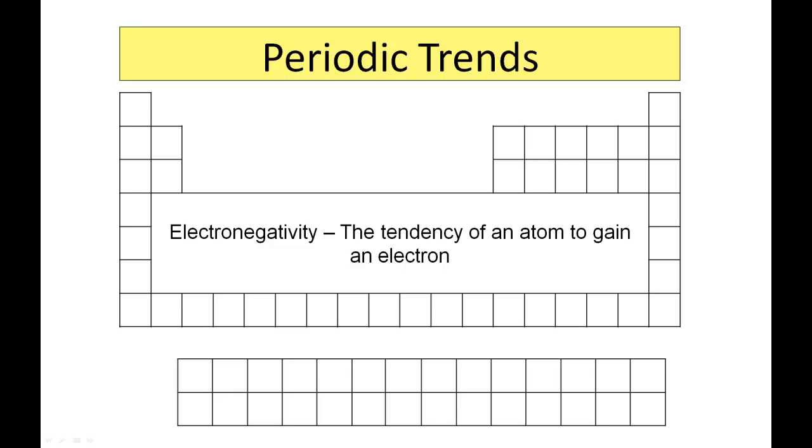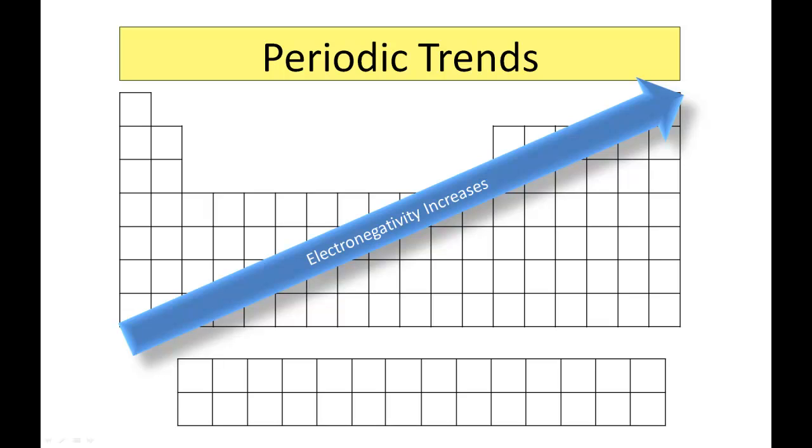The next periodic trend you need to know is electronegativity, also very important when we get into chemical bonding. This is the tendency of an atom to gain an electron. The more an atom wants to gain an electron, the higher its electronegativity. Here's the trend for electronegativity and how it increases. Notice it goes from bottom left to the top right.